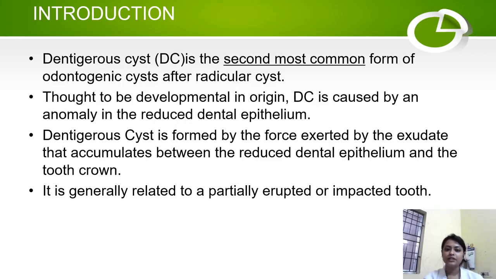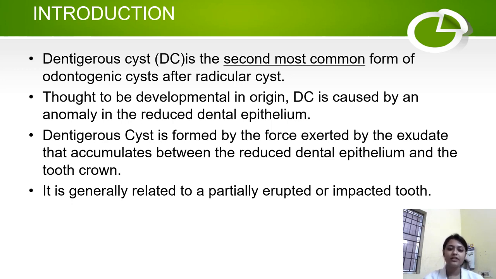Thought to be developmental in origin, dentigerous cyst is caused by an anomaly in the reduced enamel epithelium. Dentigerous cyst is formed by the force exerted by the exudate that accumulates between the reduced dental epithelium, or reduced enamel epithelium as we call it, and the tooth crown. So it is a fluid accumulation between these two layers.